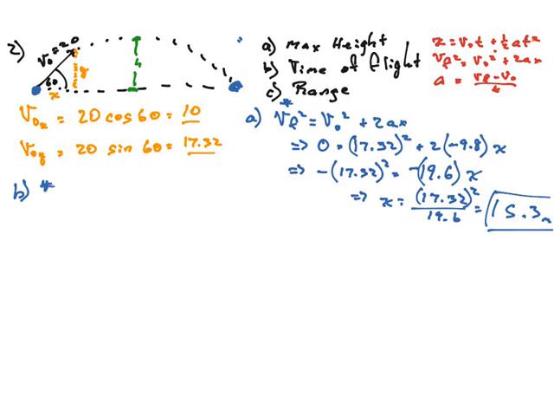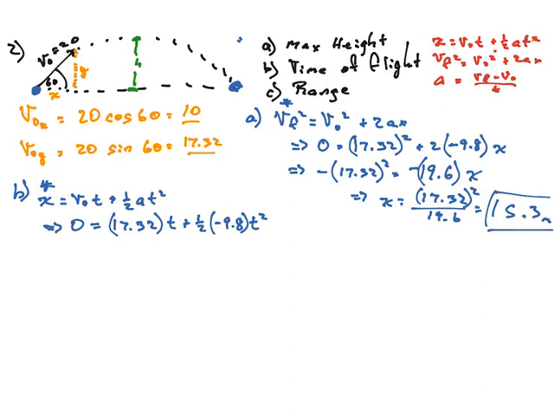Thus, looking in the y direction again, using the equation x equals v naught t plus 1/2 at squared, I want to solve this for time. What do I know? Well, the y distance from beginning to end is 0. Initial velocity in the y direction, 17.32 times t plus 1/2. The acceleration is downwards, so negative 9.8 times t squared. And now this is the equation I need to solve for t.